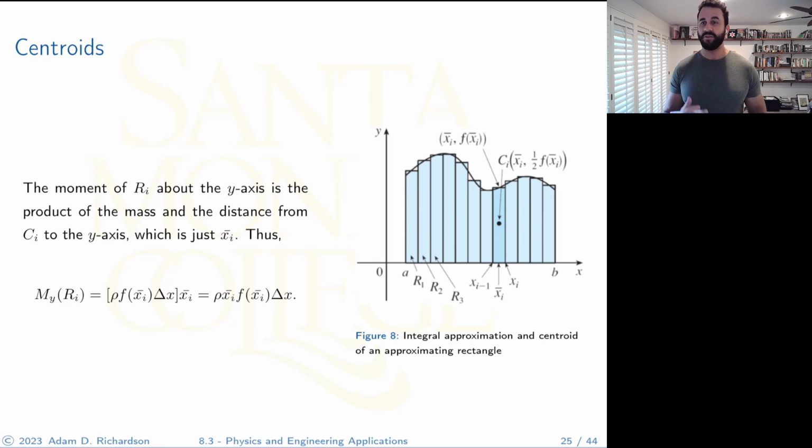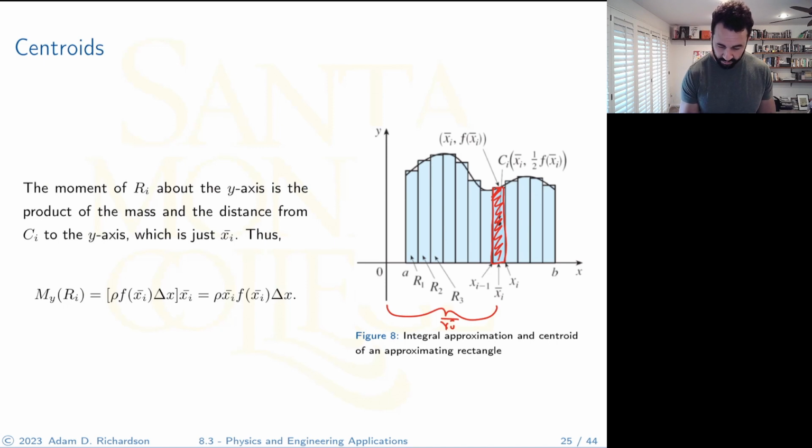All right, so first we can find the moment. So we know that the moment of this rectangle, I'm going to pop it out here again. All right, so what is the moment of that rectangle? It's the product of the mass and the distance from the centroid to the y-axis. And that's just x sub i bar. So the distance is x sub i bar, and that's what I'm going to point out right here. x sub i bar, that's the distance of the centroid of this rectangle from the y-axis.